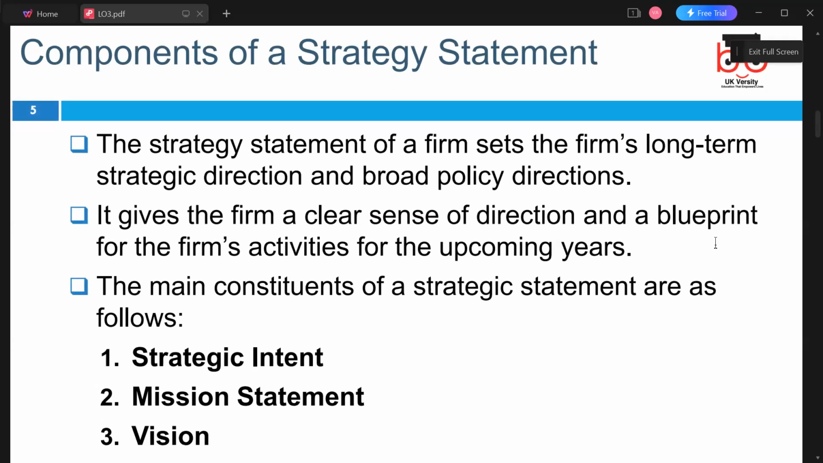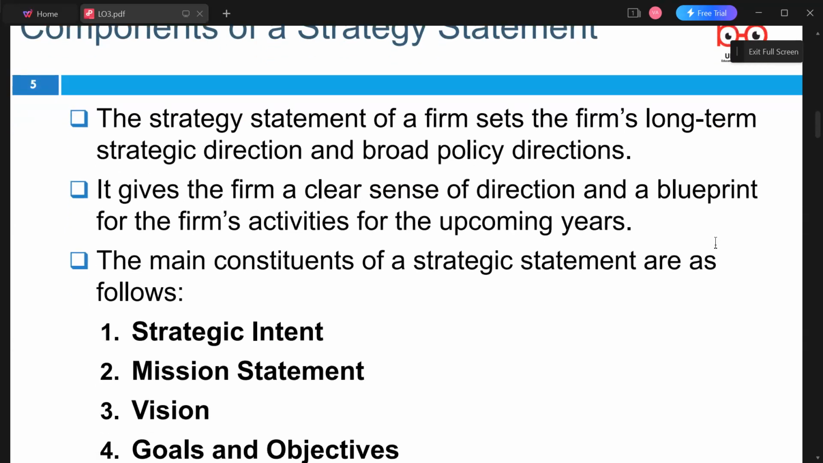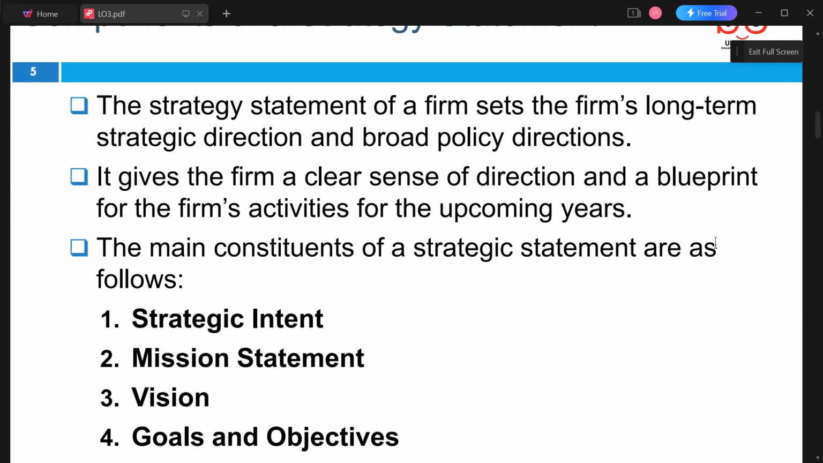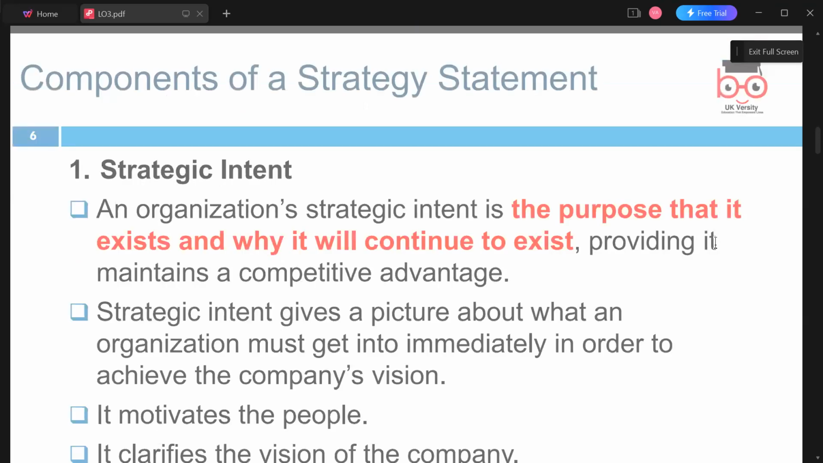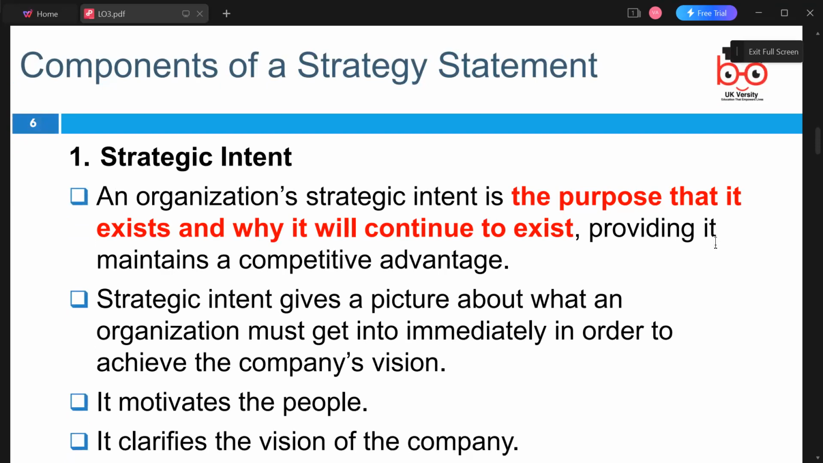So when it comes to components of a strategy, we need to know there are 4 major classifications for them. So we're going to look into strategic intent, mission statement, vision, goals, and objectives. So what is a strategic intent? By intent, we're just looking at the purpose. We're going to look into what the company is trying to achieve and why it will continue to exist. So our purpose will now define everything for us. It will tell us what our future plans and goals are going to be and how these are going to be achieved.